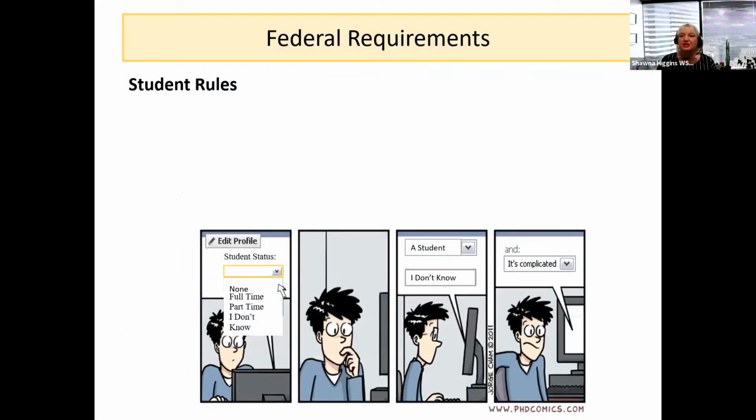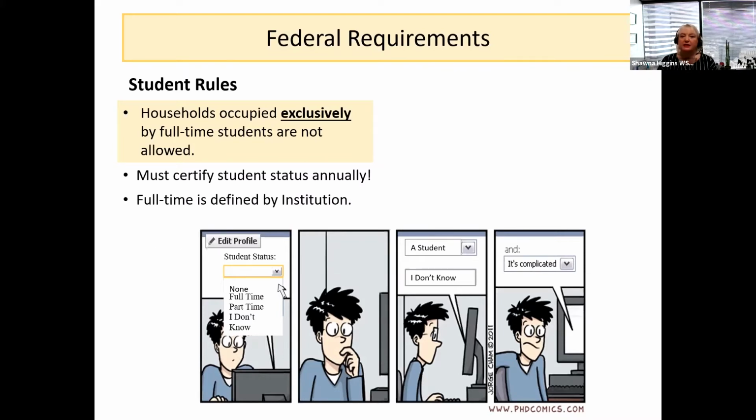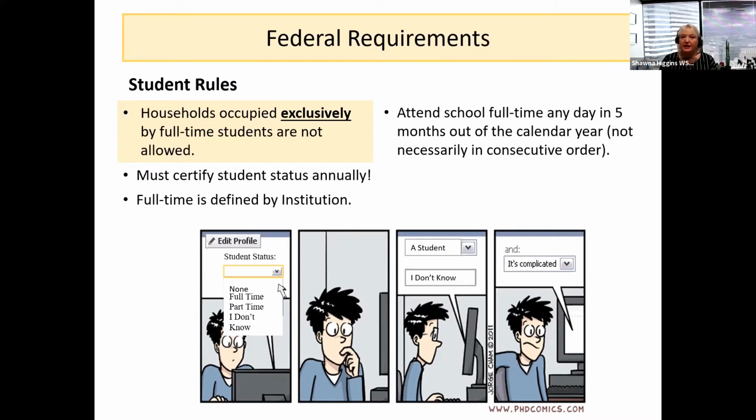And let's talk about the student rule. Households occupied exclusively by full-time students are not allowed in the bond program. They must certify the student status annually, and full-time is defined by the institution. So you send off the request to the school and the school will tell you if they're full-time or not. Attending school full-time any day in 5 months out of the calendar year, not necessarily in consecutive order.